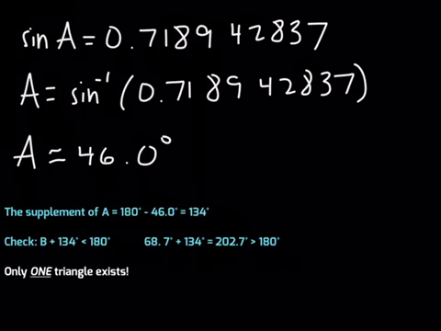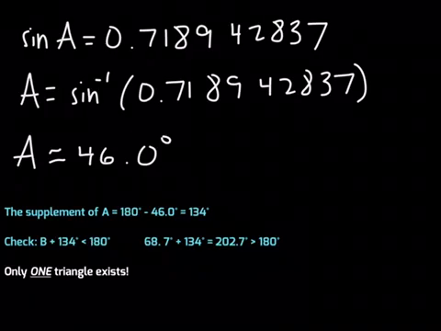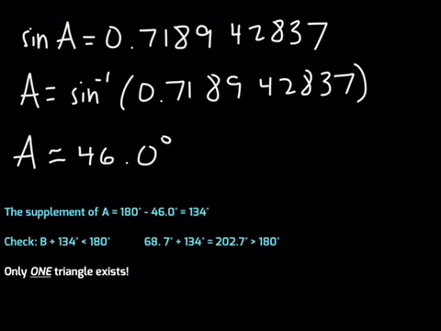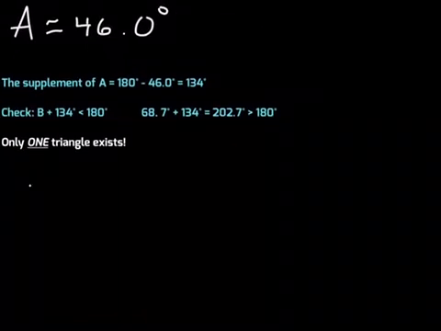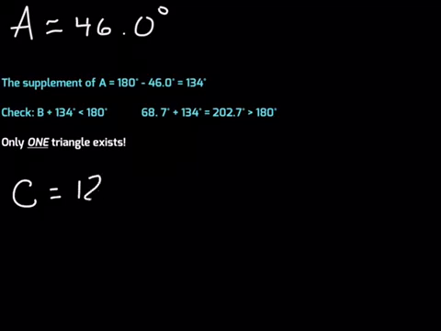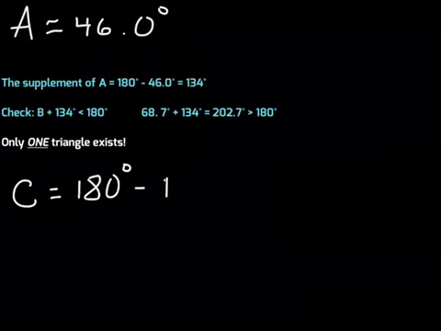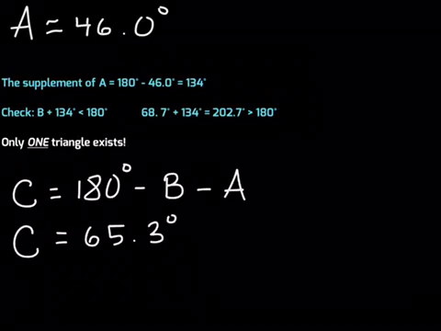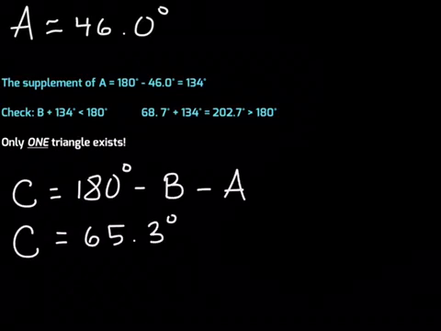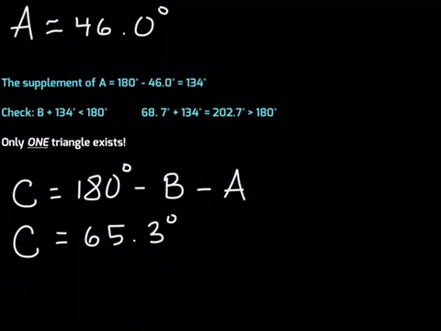All right, so what have we found? We have found angle A. Angle B was given, so what's missing now is angle C. Let's go find it. Angle C will be equal to 180 degrees minus the given angle B minus what we just found for A. So angle C is going to be 65.3 degrees. Cool. Now in the problem, sides A and B were given, side C was not given.